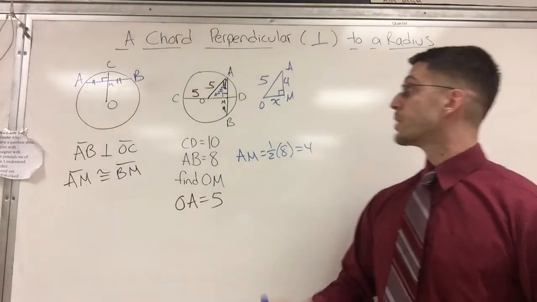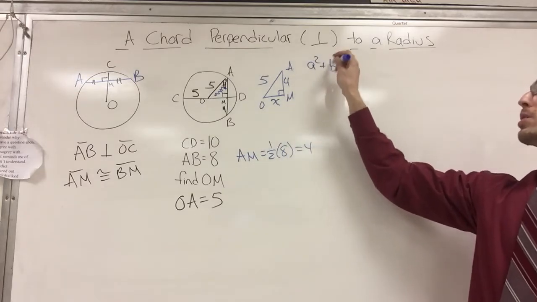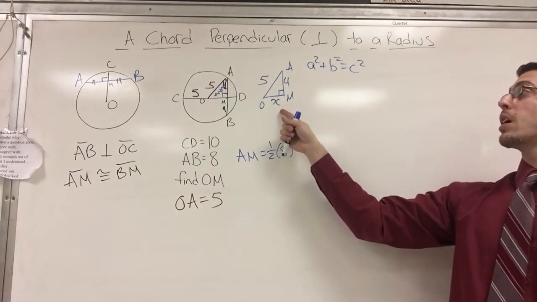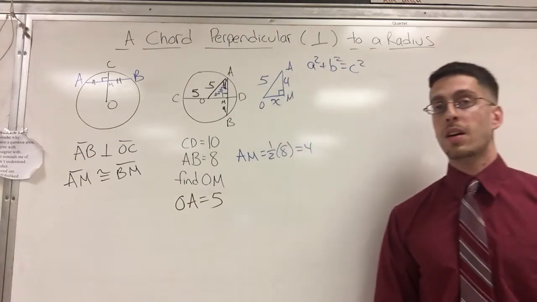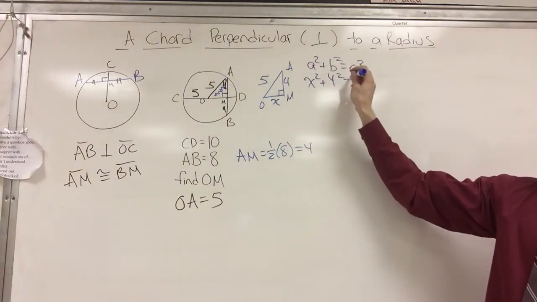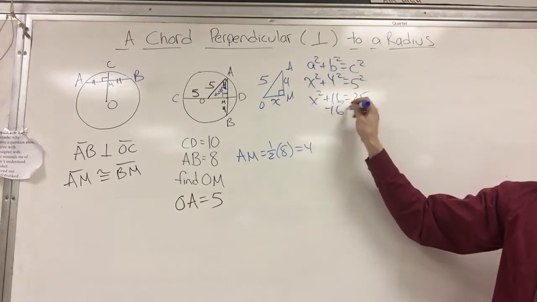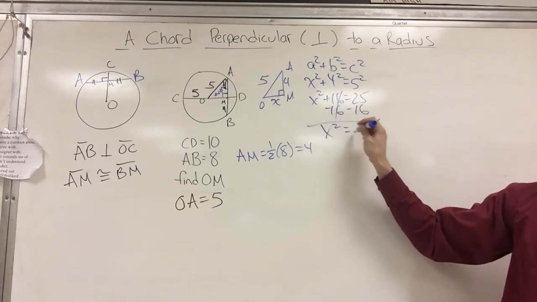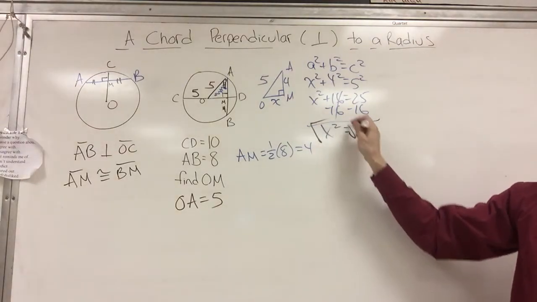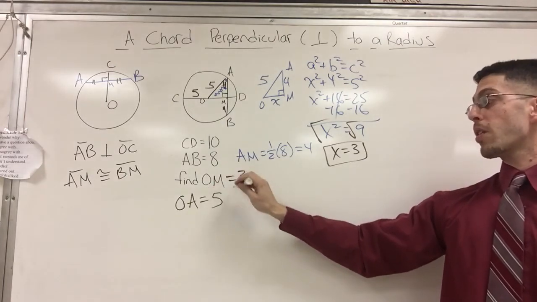So let's see. How do I find the missing side in a right triangle? Pythagorean theorem. a squared plus b squared equals c squared. Little a is the base in my question, and little b is going to be the height, or vice versa, it doesn't really matter. So x squared plus 4 squared equals 5 squared. x squared plus 16 equals 25. I do my additive inverse. x squared equals, what is that, 9? Am I done? Is it 9? No. Square root on both sides. x equals 3. Therefore, OM equals 3.